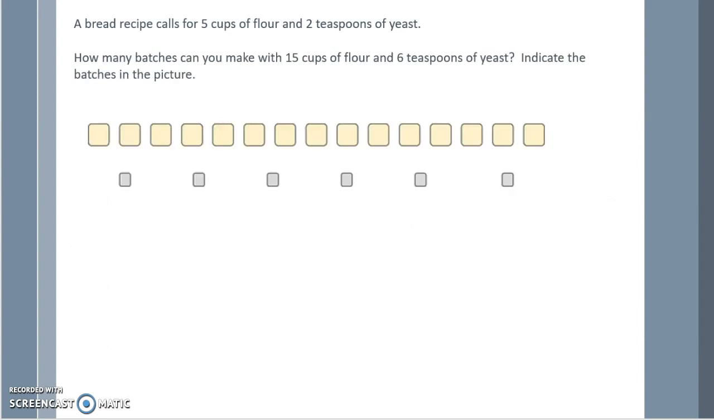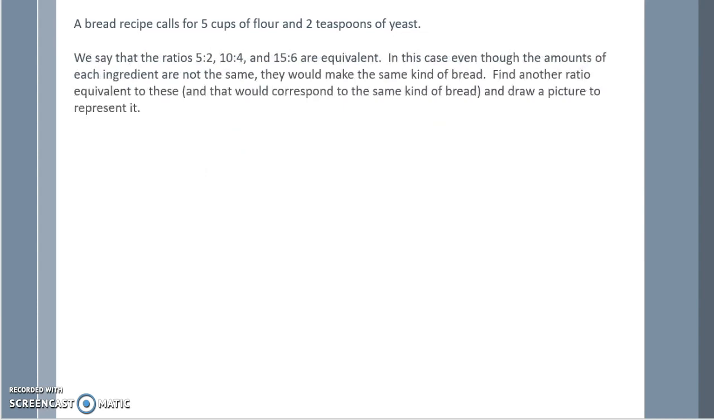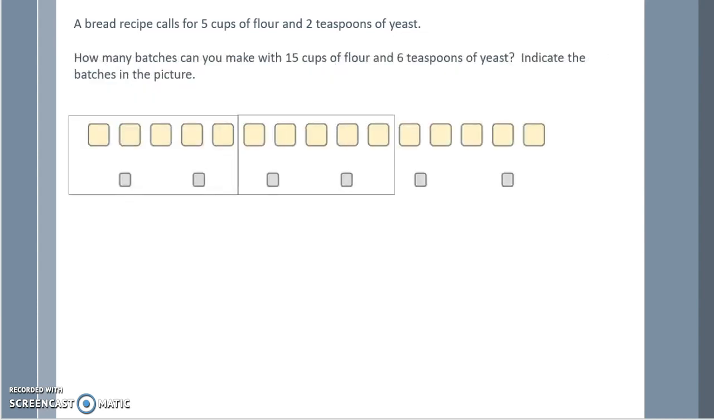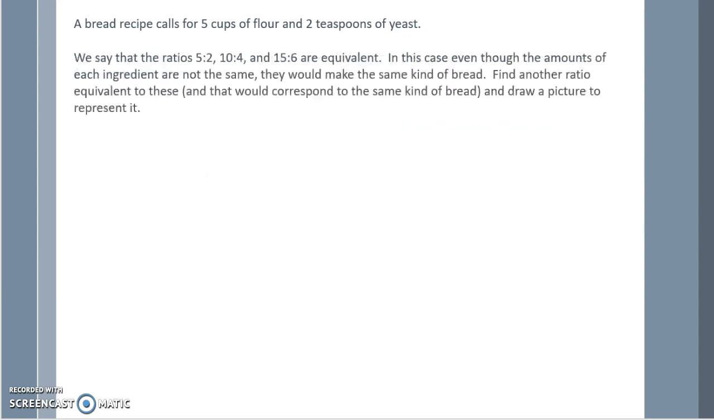How many batches can you make with 15 cups of flour and 6 teaspoons of yeast? Indicate the batches in the picture. So I went ahead and grouped the first 5 cups of flour with the first 2 teaspoons of yeast. So there is one batch. I added 5 more cups of flour and 2 more teaspoons of yeast for a second batch. And it looks like I have enough at the end there to create a third batch.